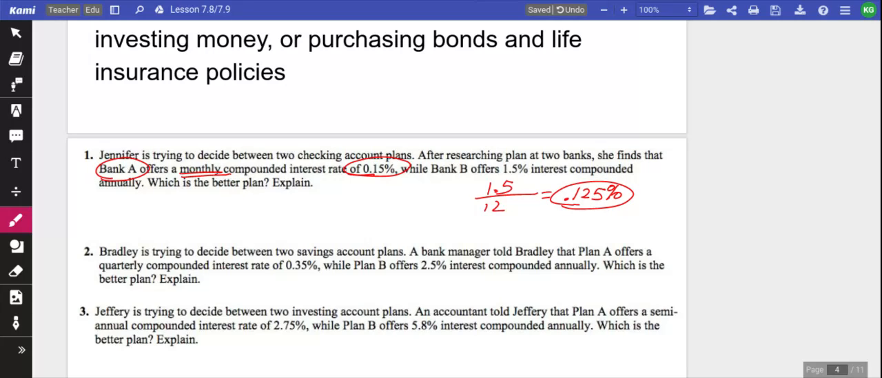Bradley is trying to decide between two savings account plans. A bank manager told Bradley that Plan A is a quarterly compounded interest rate of 0.35, and Plan B offers 2.5 interest annually. So what we're going to do is we're going to divide the first one by 4 to figure out how much it is monthly, which is 0.0875. And we're going to divide the second one by 12, which is 0.208. So Bank B would be the better interest.